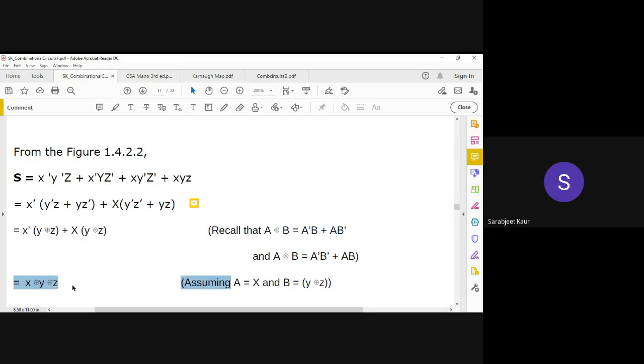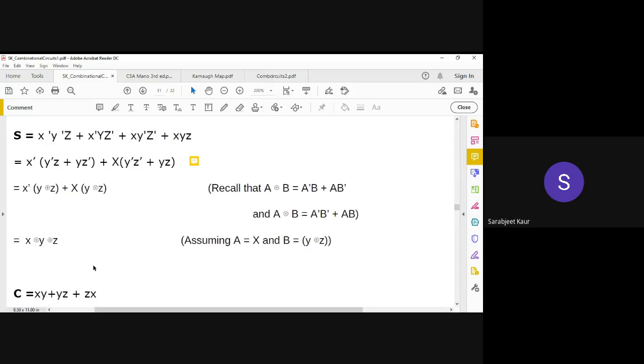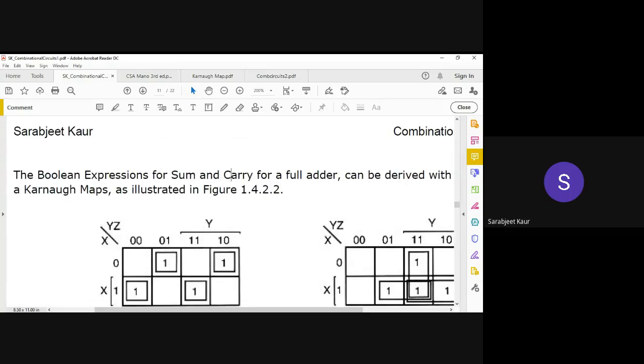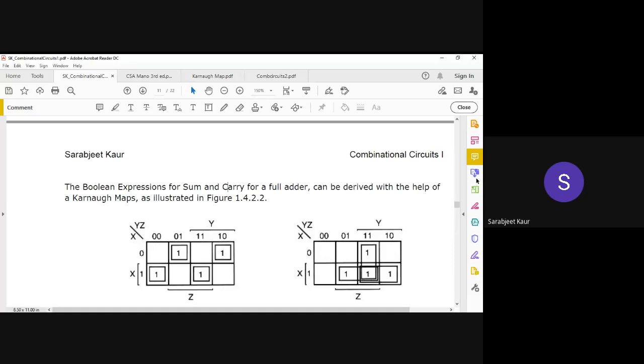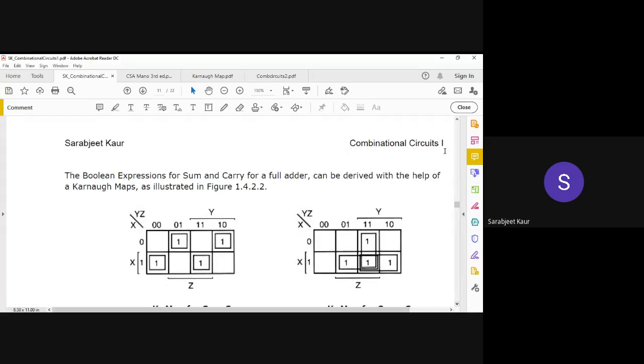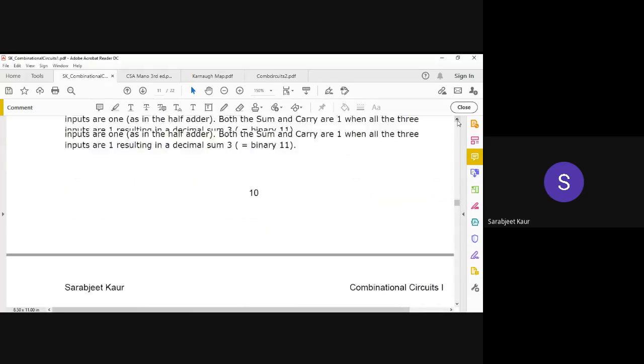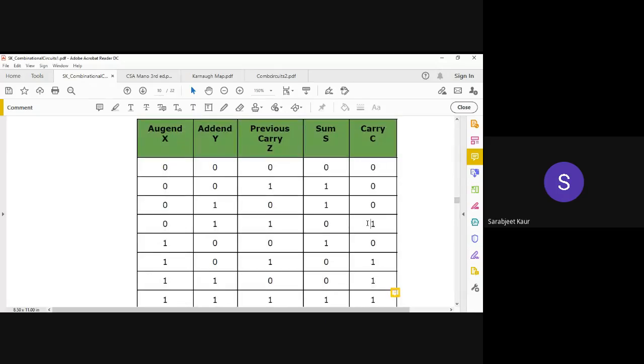Any problem, students? No, ma'am. Good. But you will have to work it out with your hand so that you remember. Okay, now let us derive the expression for carry next, right? So the carry was 1 at the positions 3, 5, 6, and 7, right?